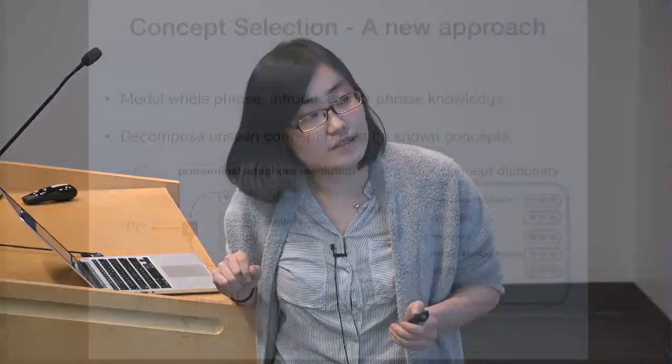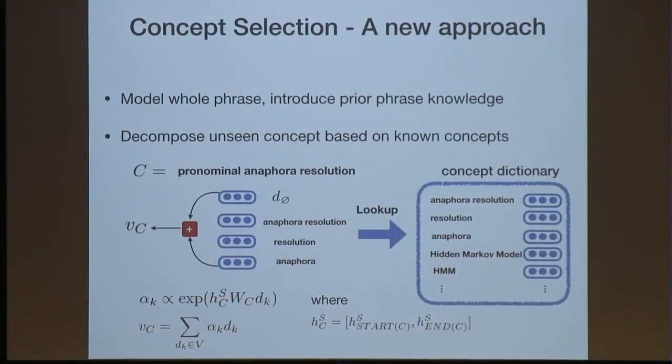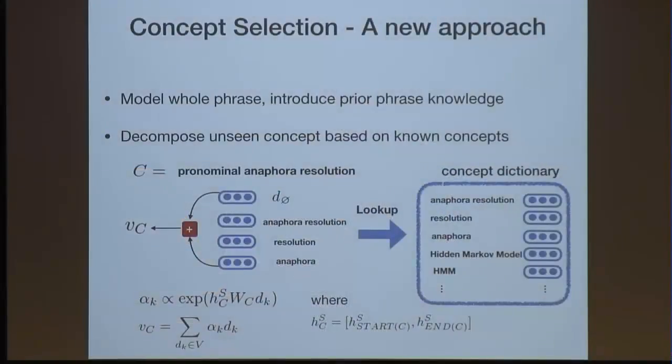For example, say the concept candidate is pronominal anaphora resolution, but there is no exact match in the concept dictionary. So we decompose the whole phrase into bigrams and unigrams. Then we look up those bigrams and unigrams in the dictionary and find some matches. The resulting candidates that we find are anaphora resolution and anaphora.